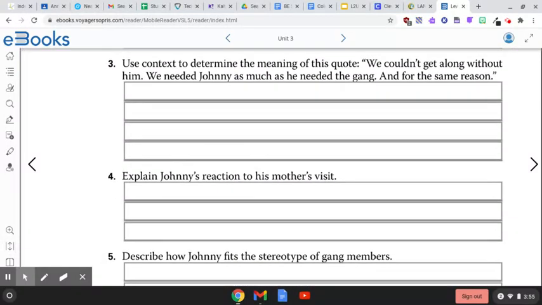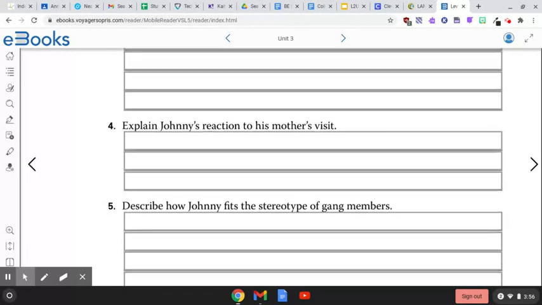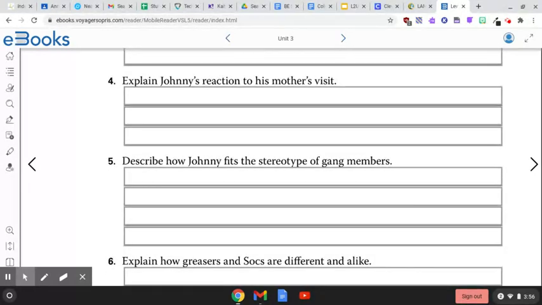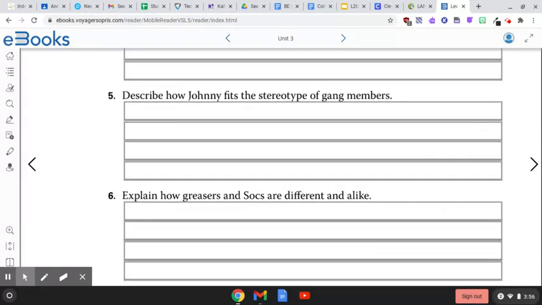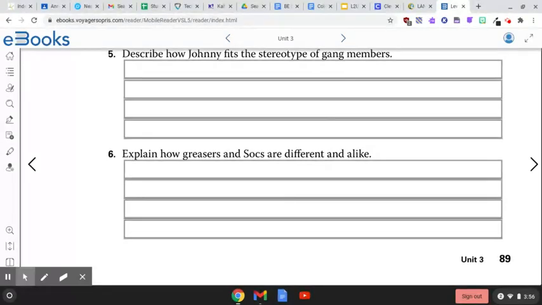Number three, use context to determine the meaning of this quote. "We couldn't get along without him. We needed Johnny as much as he needed the gang, and for the same reason." Number four, explain Johnny's reaction to his mother's visit. Number five, describe how Johnny fits the stereotype of gang members. Number six, explain how greasers and socs are different and alike.